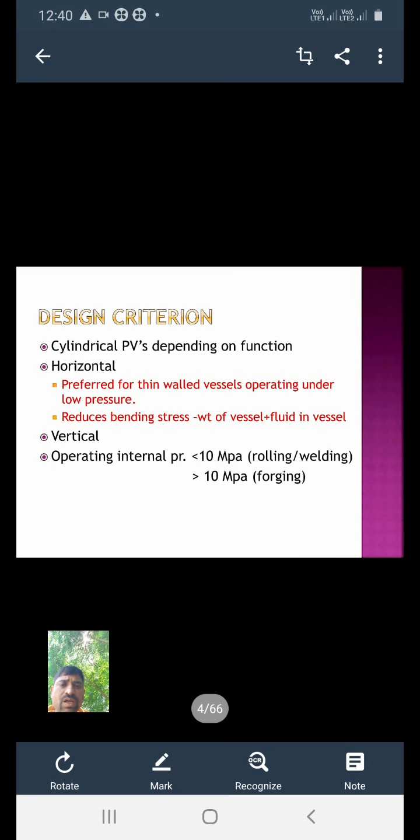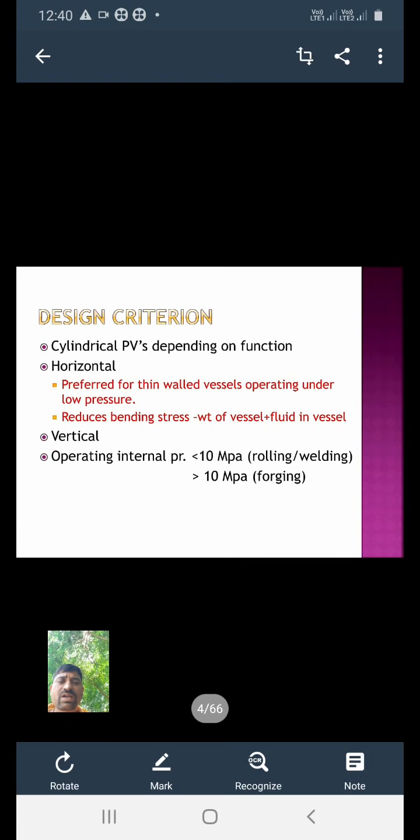Okay. Then reduce the bending stresses. How to reduce the bending stresses? This depends on the weight of the vessel and the fluid in the vessel. With the help of those two things you can reduce the bending stresses in the pressure vessel.